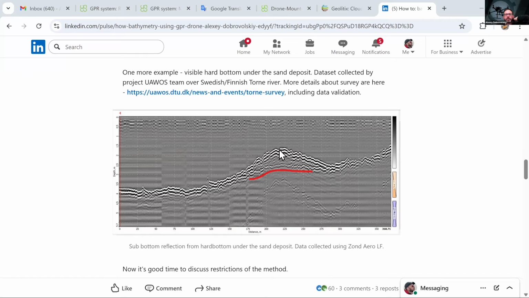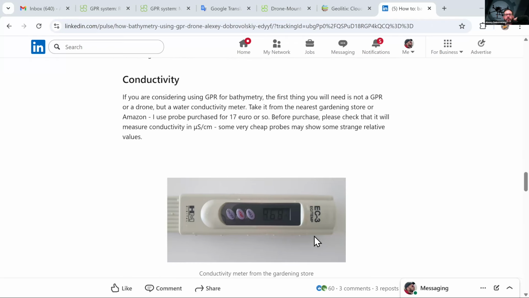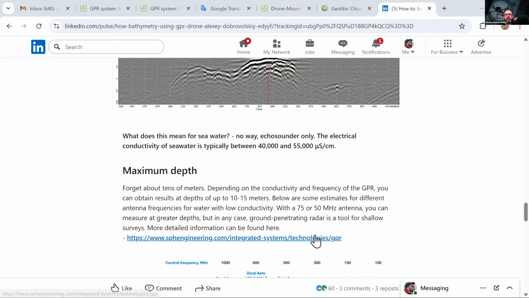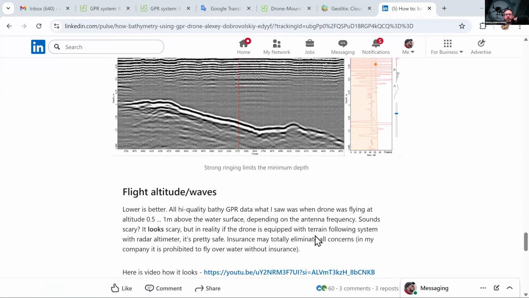But in some cases you can easily collect very good data. For example, here is a bottom profile from the Thorn River in Sweden. The water has extremely low conductivity. In some parts we see sub-bottom structure, like here. So here you can find useful information.